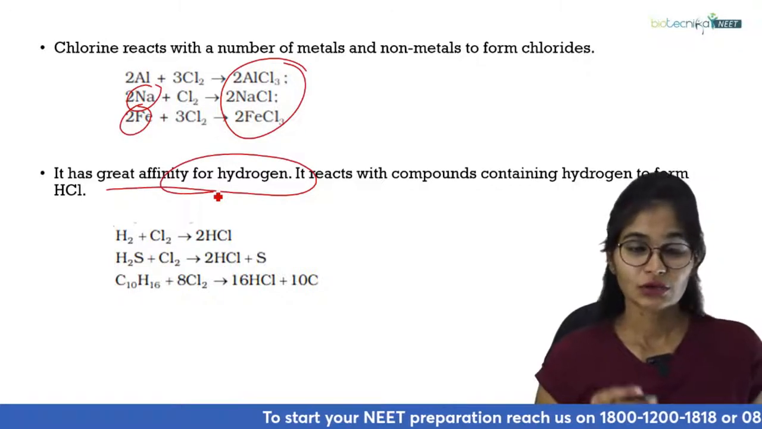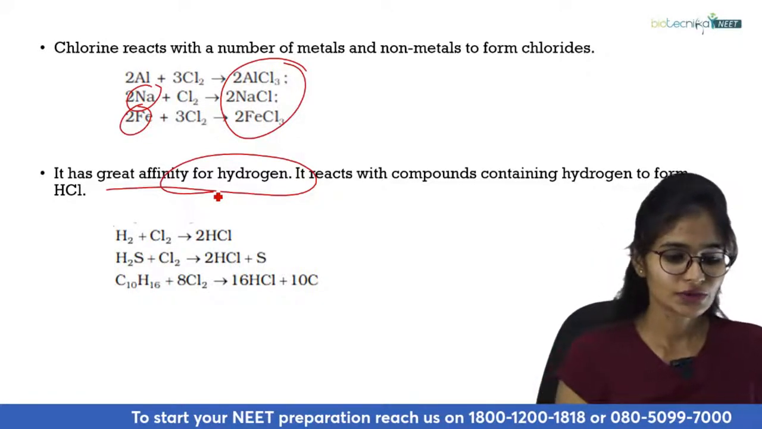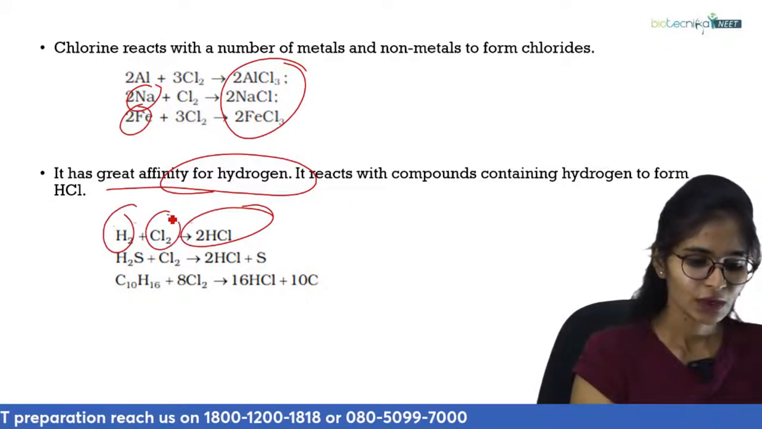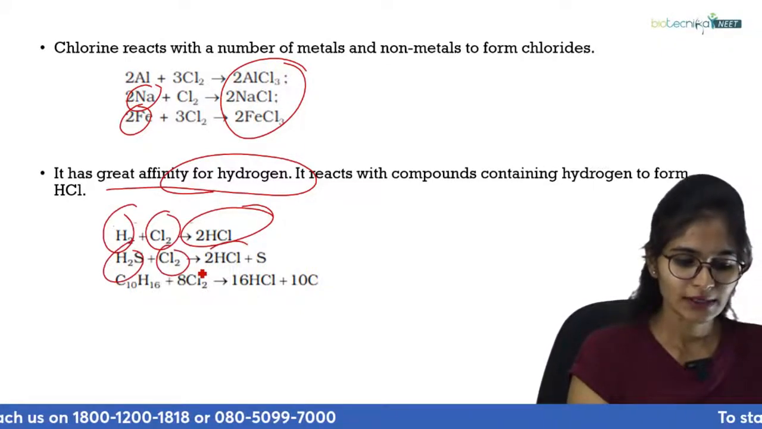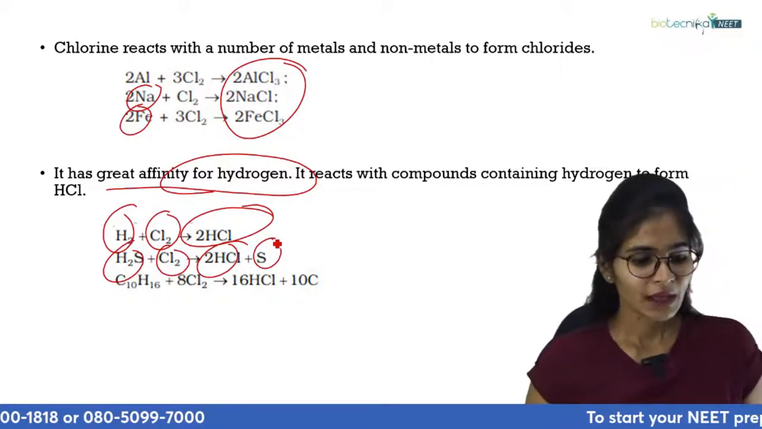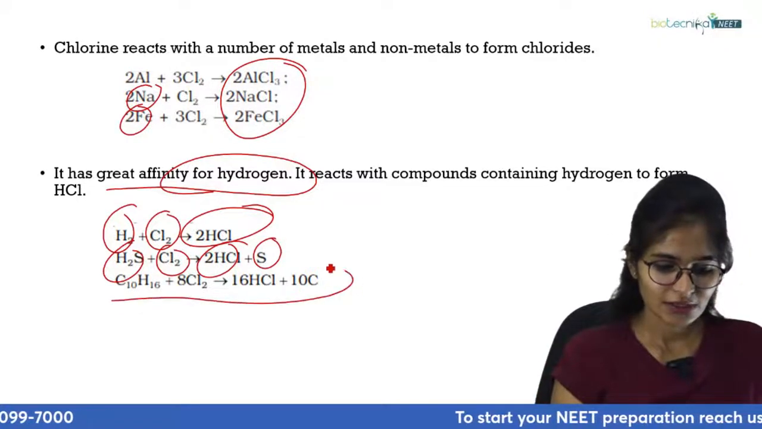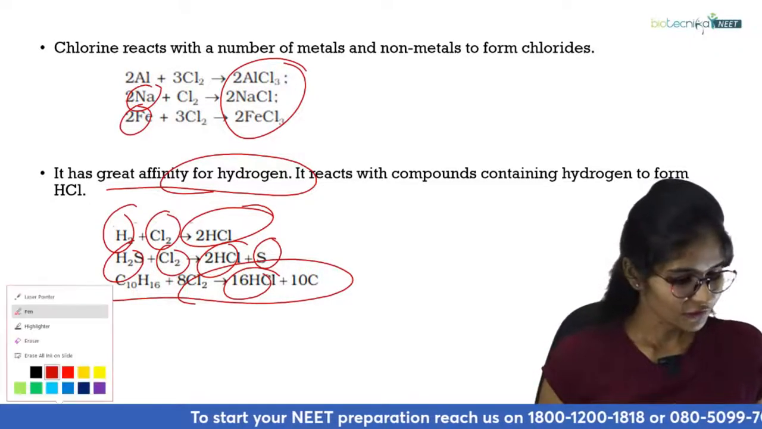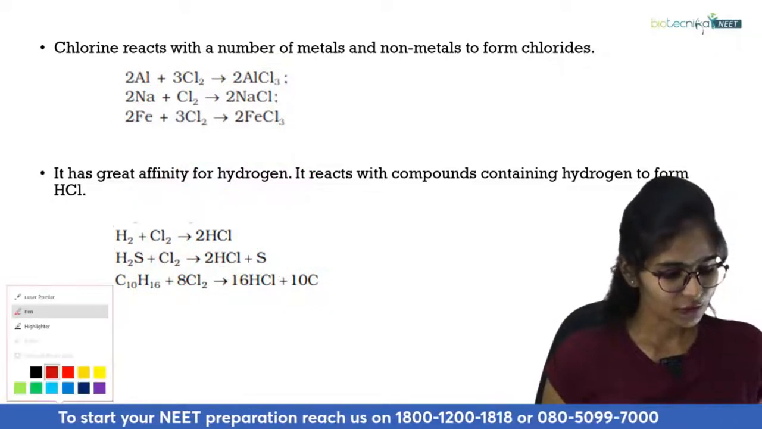That is hydrogen. Chlorine has an affinity towards hydrogen, so it can form HCl, also just upon treating H2 with Cl2, and H2S with Cl2, where you get 2HCl and sulfur is evolving. And apart from that, the last reaction, as you can see, where you are getting HCl along with the carbon. So these are the few preparation methods with respect to chlorine.